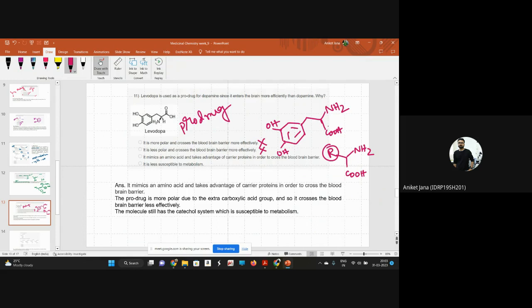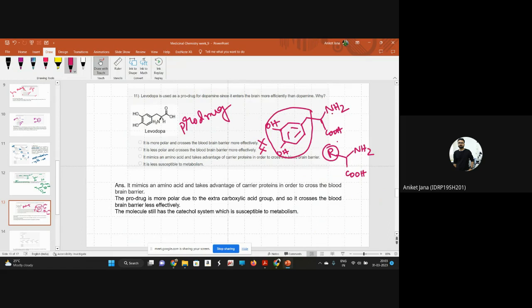So as you can see, this part is the same, that's NH2 and carboxylic acid, and in place of R some kind of moiety is present. So it may be the case that it mimics the amino acid and takes advantage of the carrier protein in order to cross the blood-brain barrier.